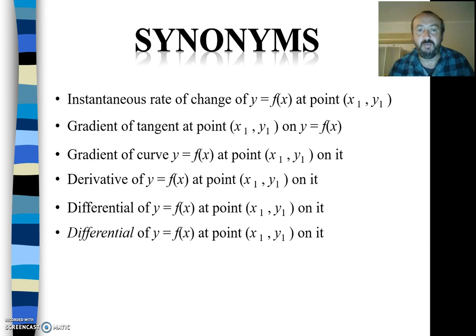Here we go, differentiation by first principles. All these words are synonymous. Instantaneous rate of change of y equals f of x at this point is the same as the gradient of the tangent at that point, is the gradient of the curve at that point, the derivative of y equals f of x at that point, the differential of y equals f of x at that point. They've done the same thing, it's just in italics. Anyway, all those terms mean the same thing. You need to get to understand that.